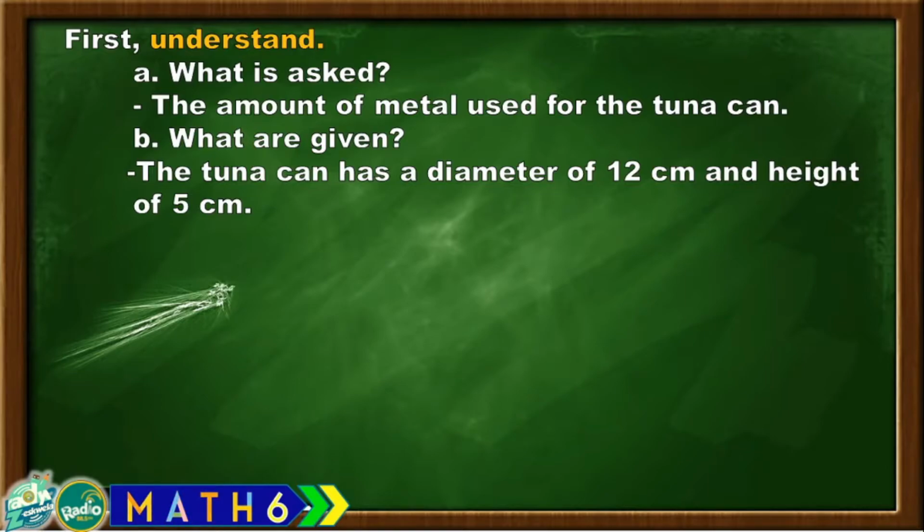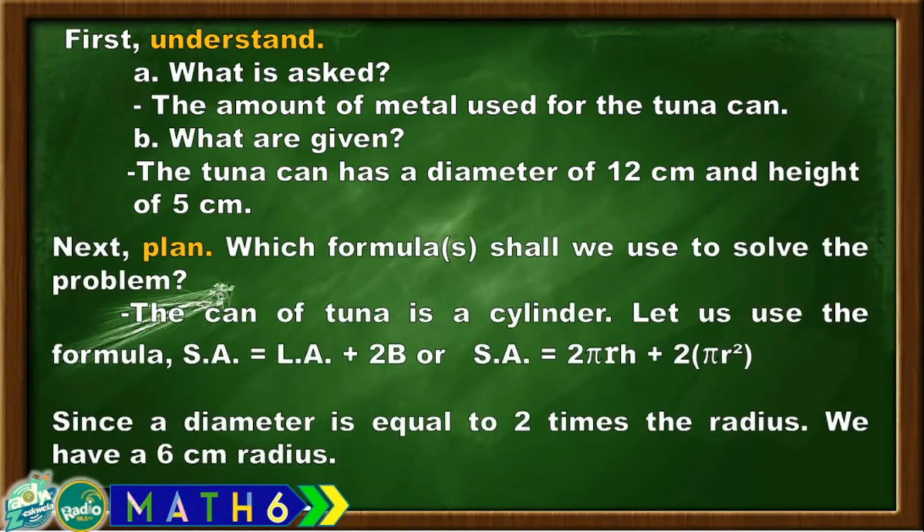Next, we need to plan for the problem. Which formula shall we use to solve the problem? Very good. The can of tuna is a cylinder. This means that we need to use the formula surface area equals lateral area plus 2B, or surface area equals 2 pi rh plus 2 pi r squared. Since a diameter is equal to 2 times the radius, we have a 6 cm radius.